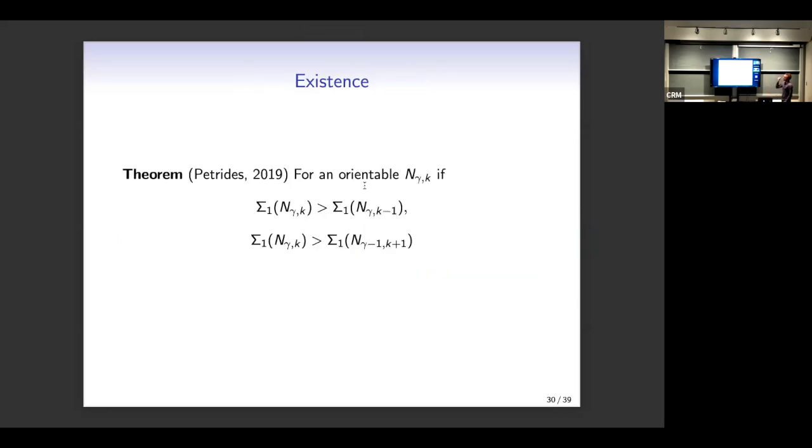And for existence, Petrides proved a very similar result where essentially those two inequalities tell you that if you don't have this topological degeneration, then you have an honest maximizer. And similarly, you can see that for any gamma and k, this in fact is true, right?